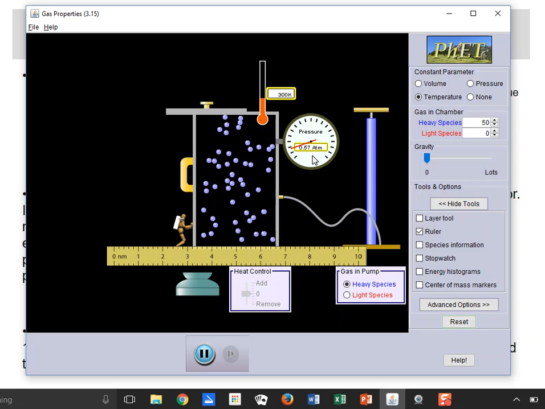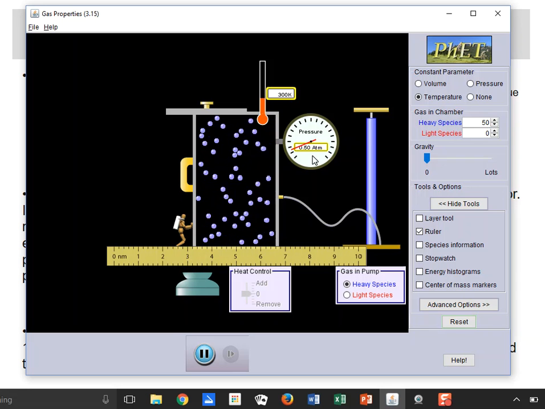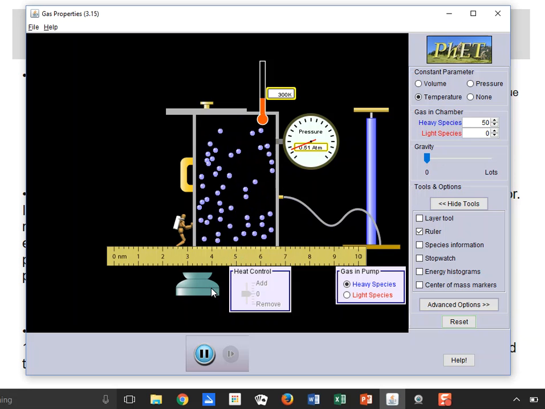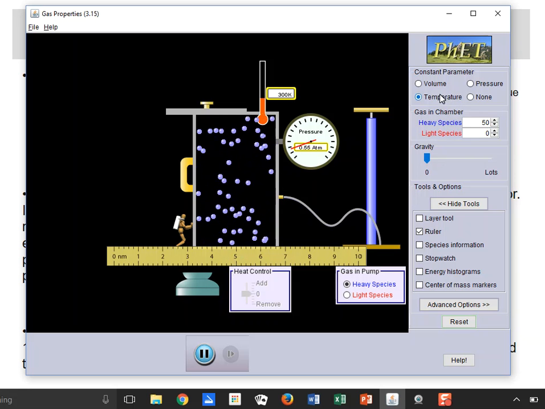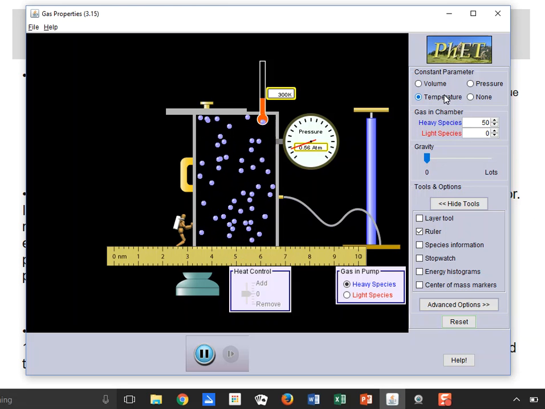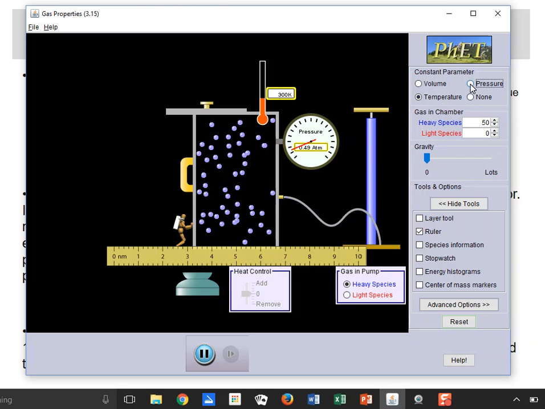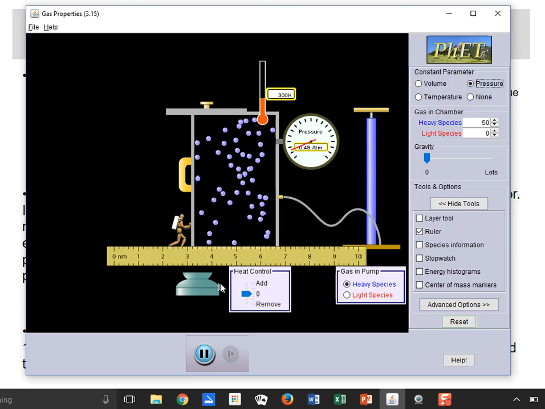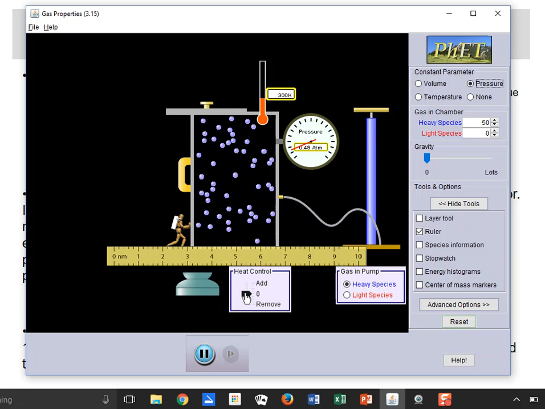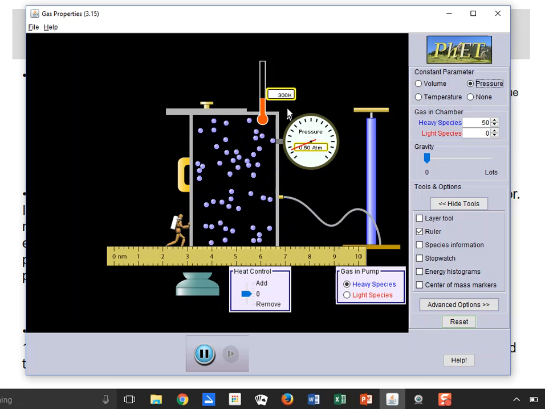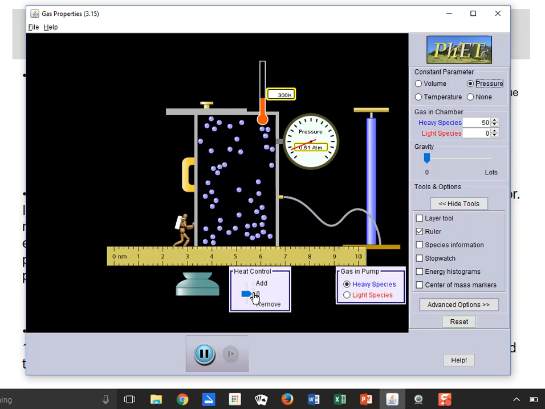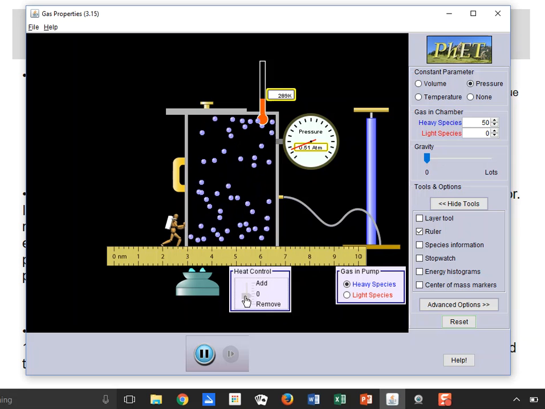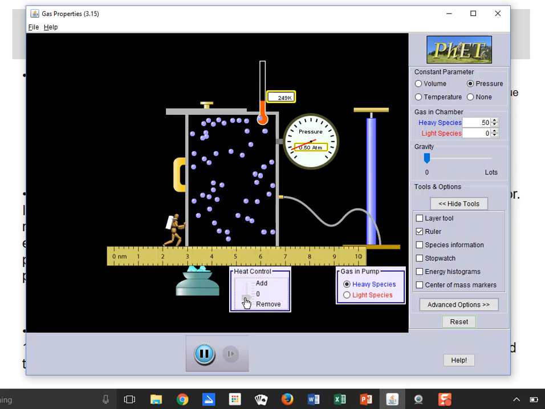Well, the only thing I can't do is take particles out. That has to stay the same. What I can do is cool it down. Oops, I didn't want constant temperature. I wanted constant pressure. There we go. Okay, constant pressure. So I got there. Now I'm going to cool this thing and see what temperature I have to go down to. What temperature do I have to drop to in order for my pressure to drop back to 0.25 atmospheres? So I'm going to cool it down some by putting little ice cubes up there. We all know that works well.